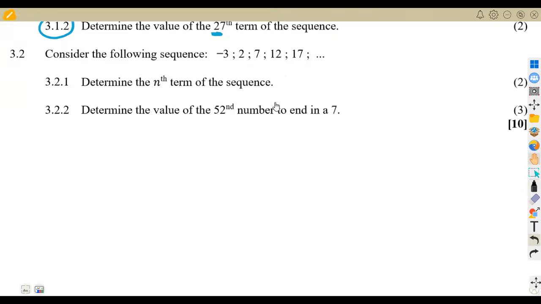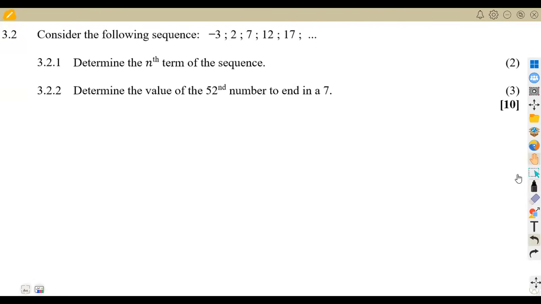Then 3.2, consider the following sequence. So there we have got a sequence that you're supposed to consider. Determine the nth term of the sequence. That is, we are supposed to write a formula for Tn. We do not know what is the formula for Tn in that case, all right? So if we are to check properly here, that's 3.2.1, all right? If you are to check properly, we've got -3, 2, 7, 12, 17.